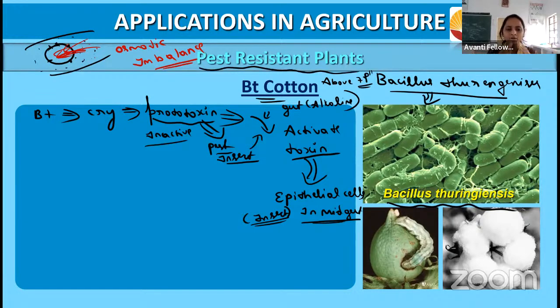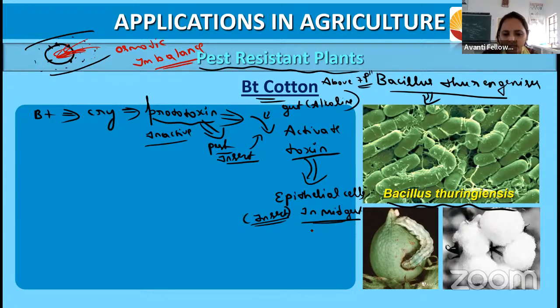So what happened? The cell is going to have only this much liquid. Now the pore is created, and everything comes inside the cell and it increases in size. Finally, it is going to burst, right? So this is how the epithelial cells in the midgut are damaged.